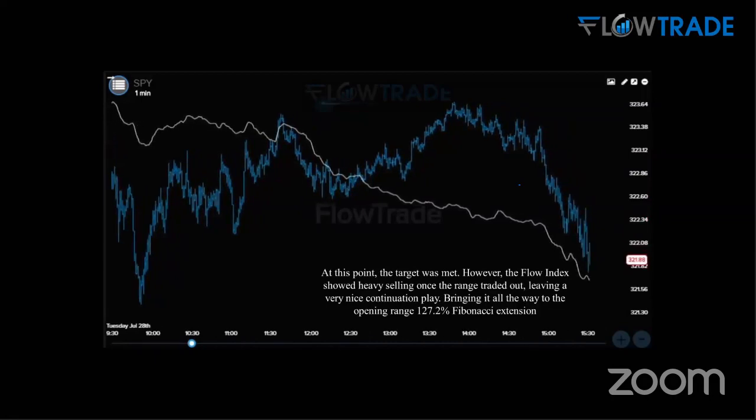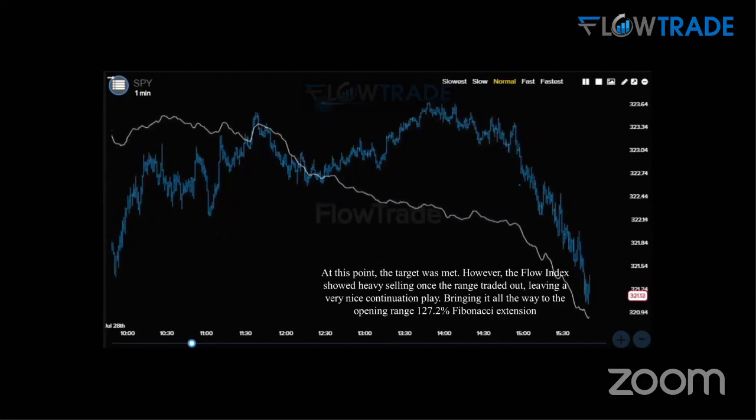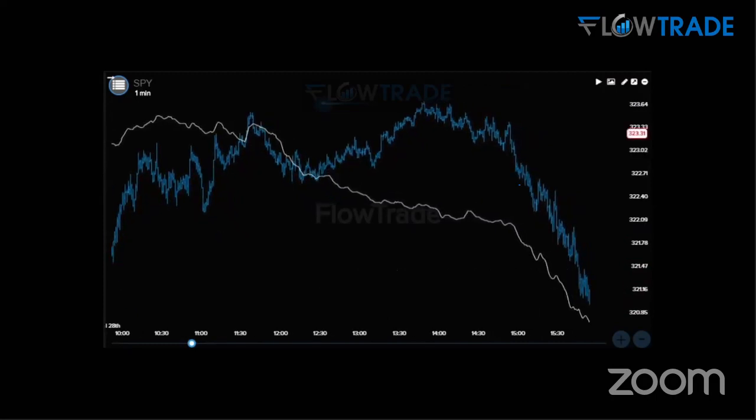And of course, boom, it just went straight through it. And I was telling you about the ORB, the opening range. That's the area that it ended up going to. Actually, a penny over it, if I remember right.